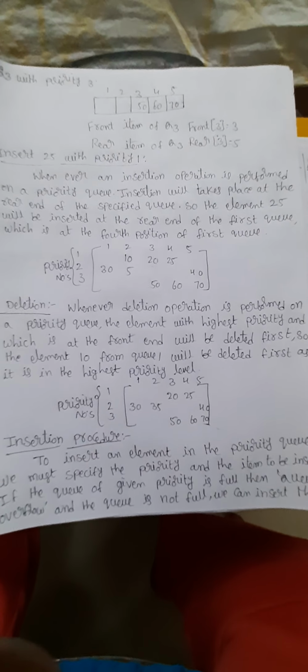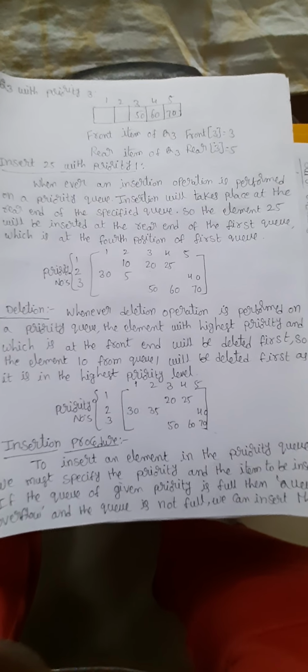And see the deletion. If you want to perform the deletion operation on a priority queue, the element which has the higher priority and is at the front end will be deleted first, so that see here, the element 10 from Q1 will be deleted first, as it has the higher priority level.